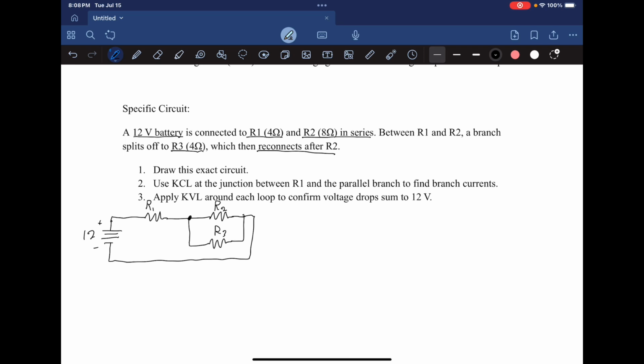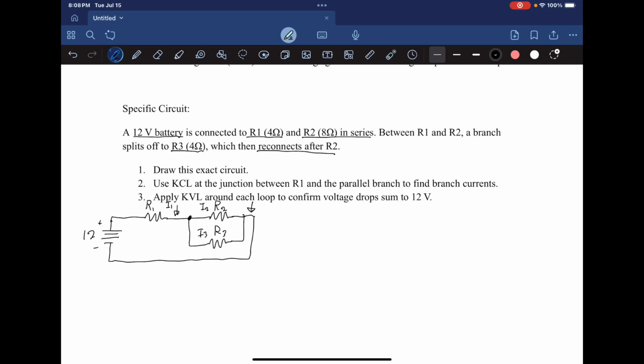So I'm now going to use Kirchhoff's current law at the junction between R1 and the parallel branch to find the branch currents. So there's three equations that we're going to need, and I'm actually going to derive them both from Kirchhoff's current law and from Kirchhoff's voltage law. So the first one we're going to need is the current here is going to equal the current over here. What that means is, let's say that over here current is I1, and then this is I2, and this is I3.